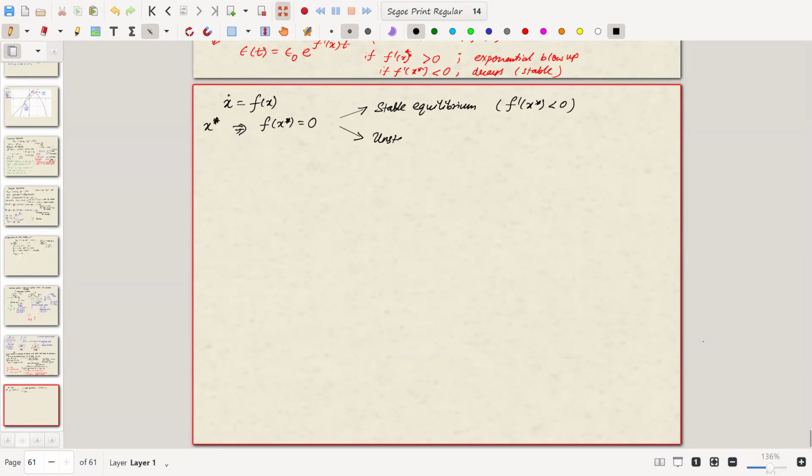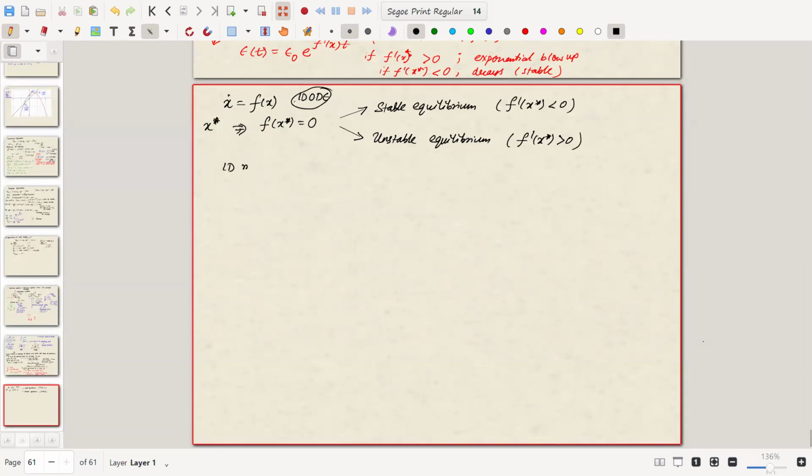If it is an unstable equilibrium point, f prime of x star will be greater than 0. That's what I'm telling you. That's what the difference is. Moreover, you are looking into the sign of f prime of x. It's not the modulus anymore. This is a 1D ODE.